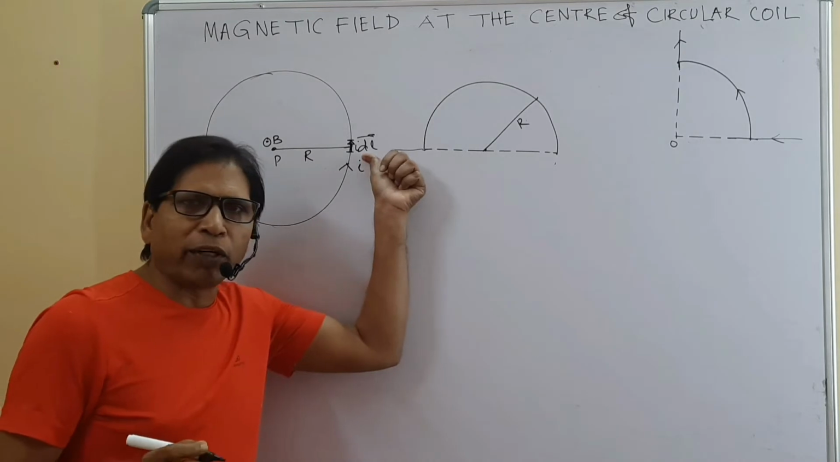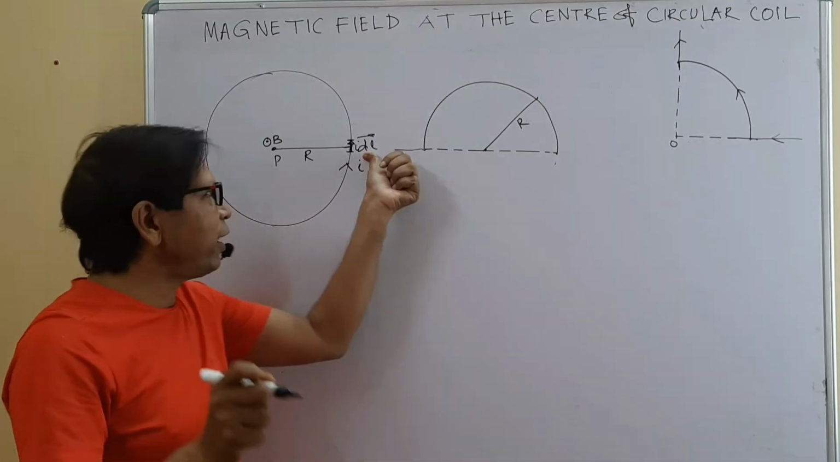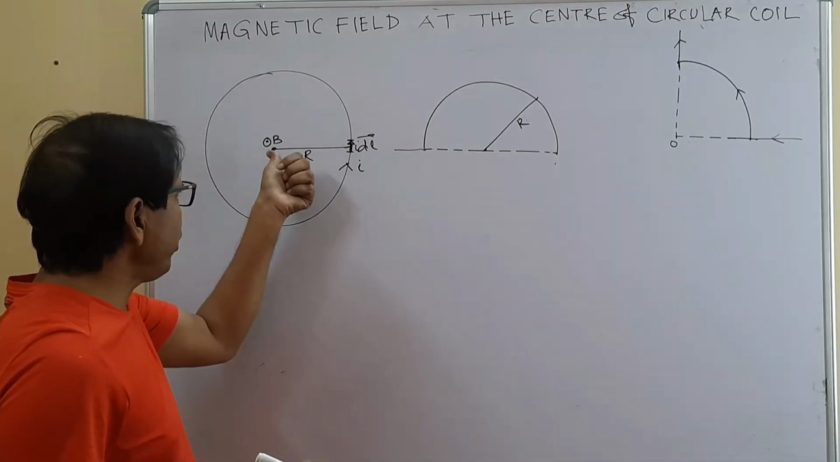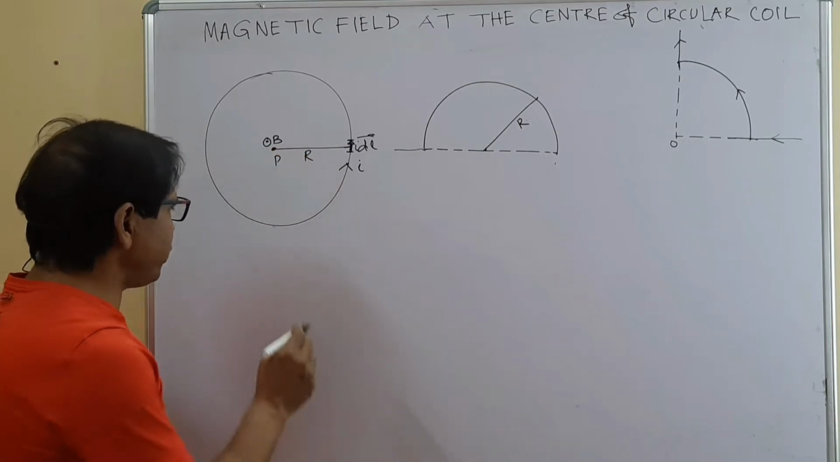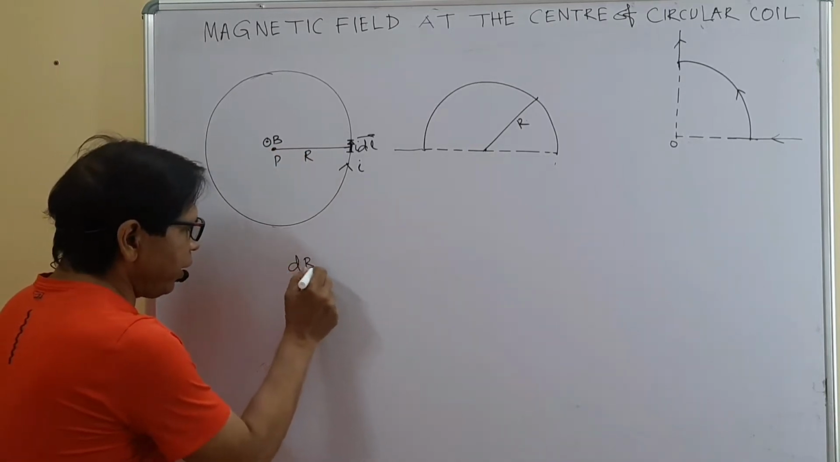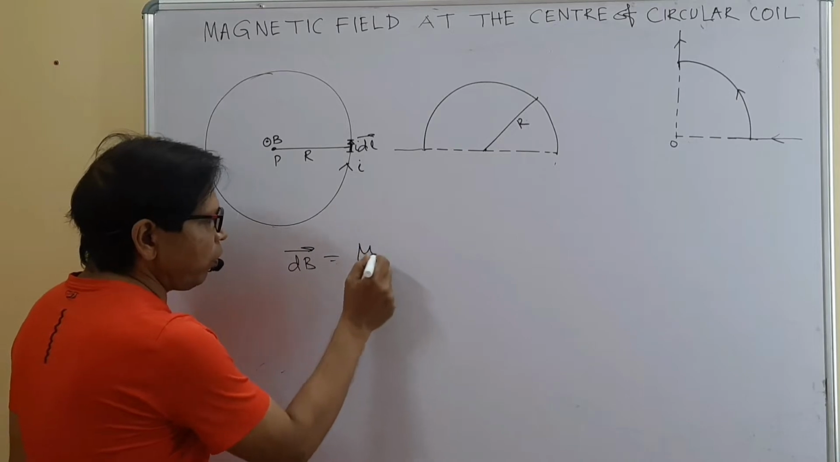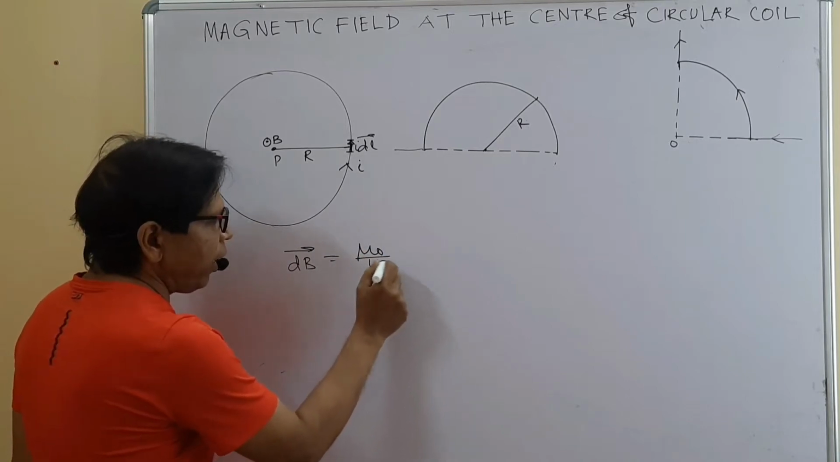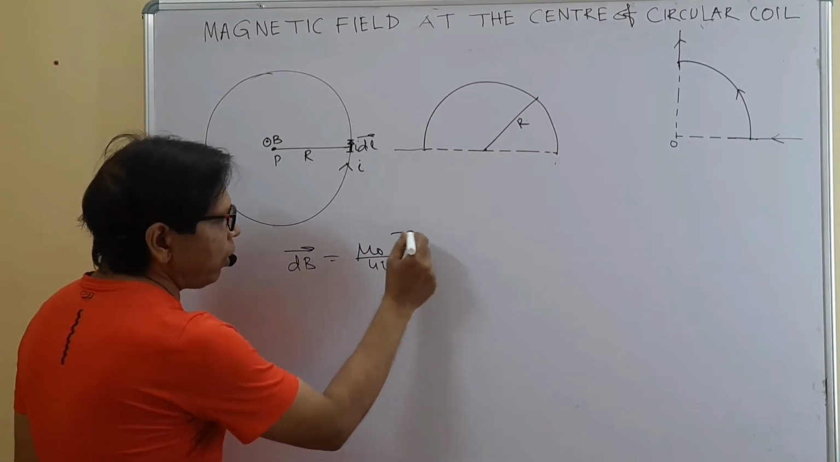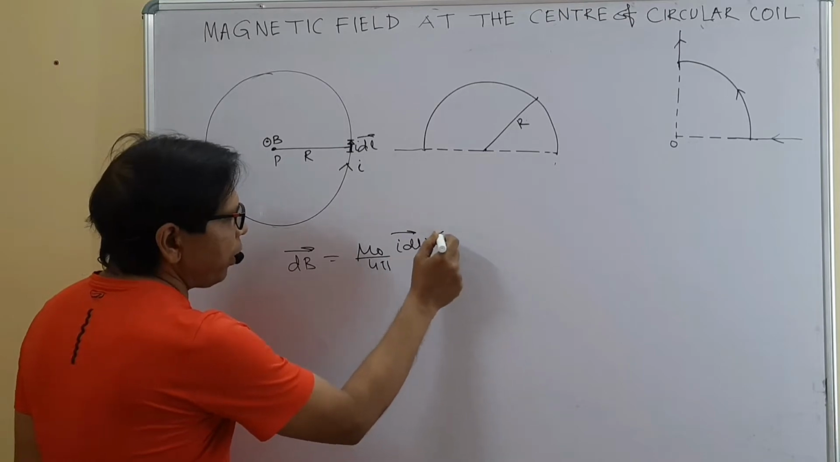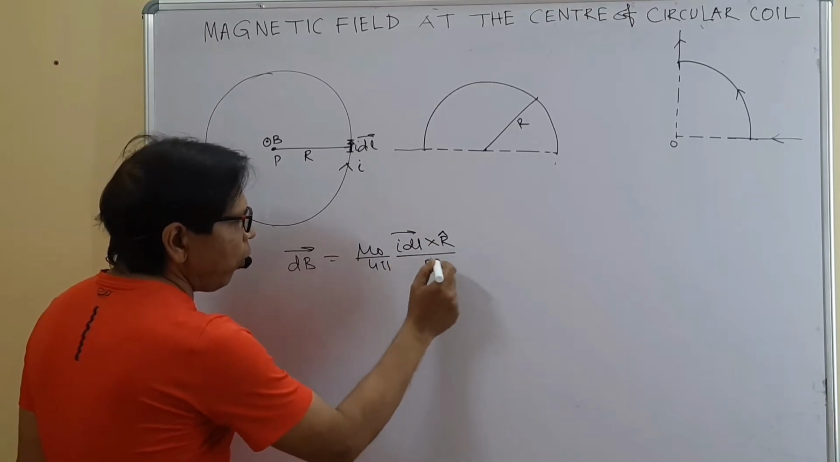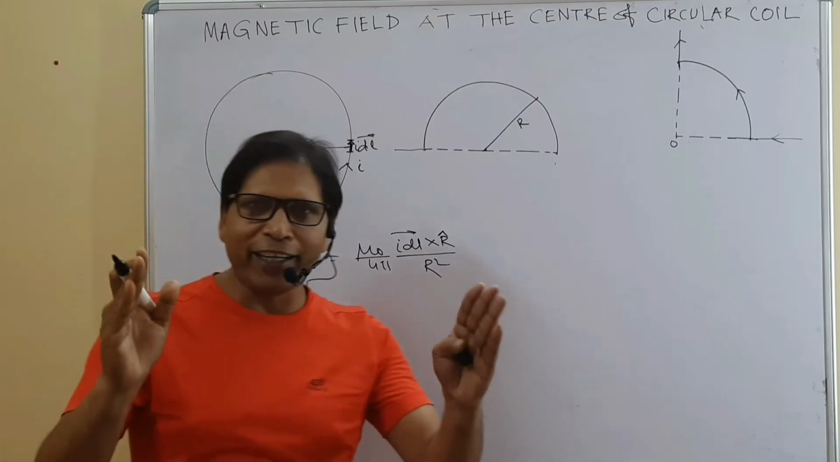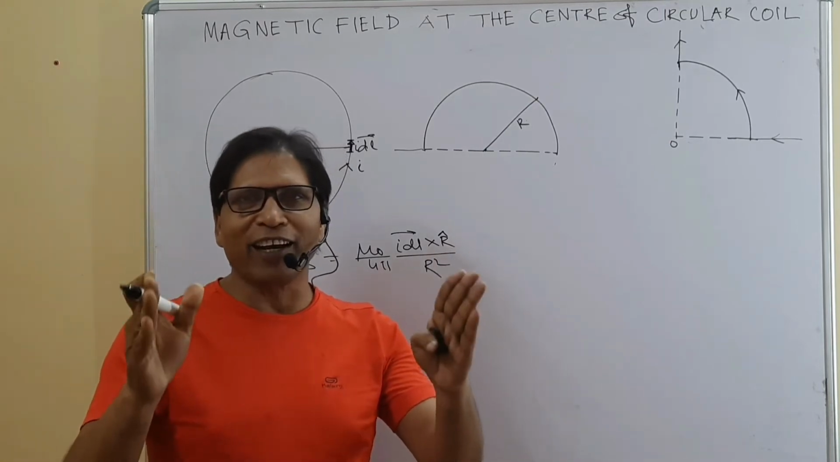Magnetic field due to current element I dl vector at the center of the circular coil is dB vector equal to mu naught by 4 pi, I dl vector cross r cap divided by r squared, where capital R is the radius of the circular coil.